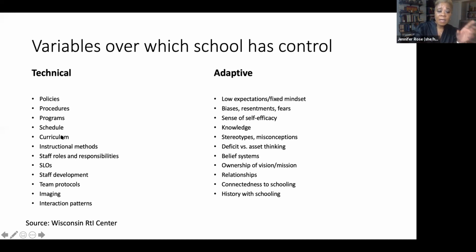But another way to think about it is we can set the policies that can encourage or facilitate people moving towards some of these adaptive changes.